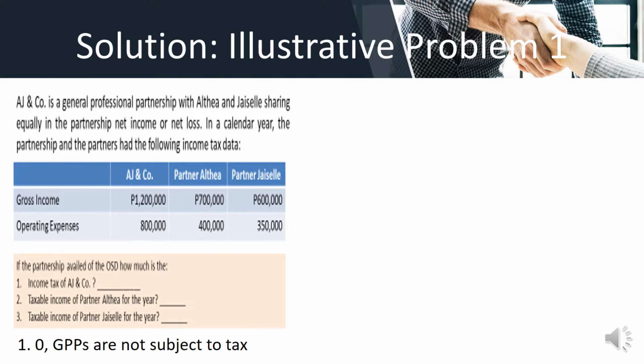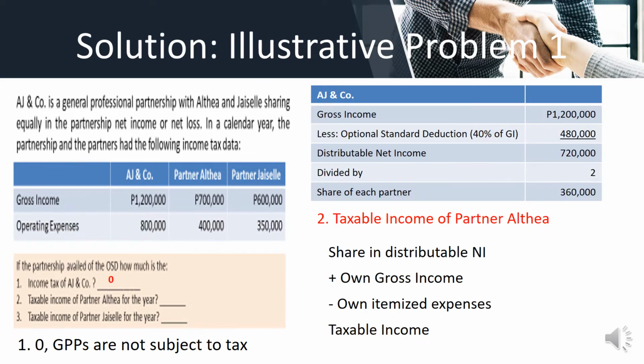So, therefore, the share of each partner will be 360,000. So, yan na yung share ni partner Althea, which is 360,000. Then we add the own gross income of partner Althea, which is stated in the problem, 700,000. Then we deduct the expenses.